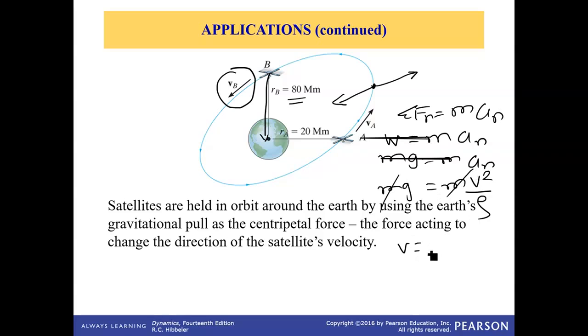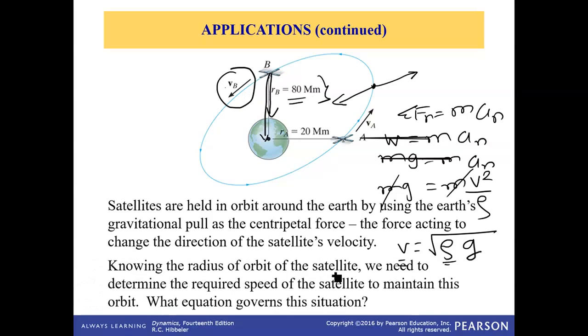So we get v is equal to square root of radius of curvature multiplied by g, where g is the gravitational attraction and the radius of curvature is this 80 megameters. So if we know at what height the satellite is orbiting the Earth, we can calculate the minimum required velocity v. If the velocity of the satellite is less than this velocity, then the gravitational force it experiences will be more, and eventually it will fall onto the surface of the Earth. Knowing the radius of the orbit of the satellite, we need to determine the required speed of the satellite to maintain this orbit. What equations govern this situation?